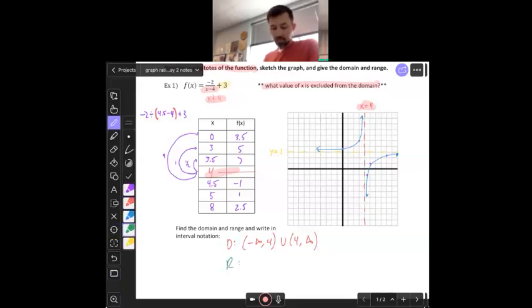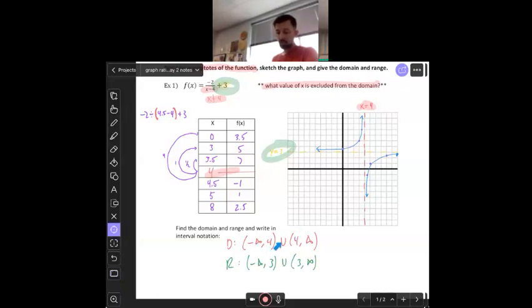And the range, all about that 3 we saw here and here. So down forever, gets really close to 3. Won't touch 3 though. Jumps to the other side of 3. And goes up forever. What numbers can I plug in? Everything but 4. What numbers will I get back out? Everything but 3.